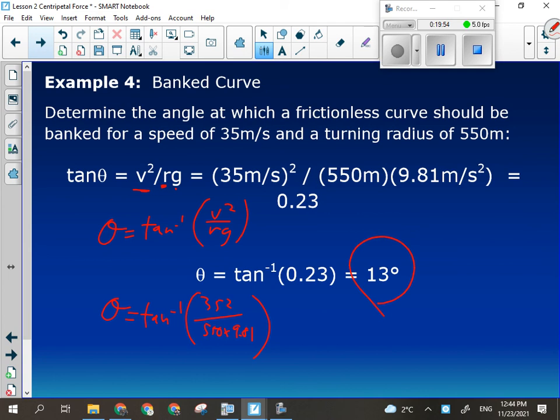That is a very steep exit. Okay with that?